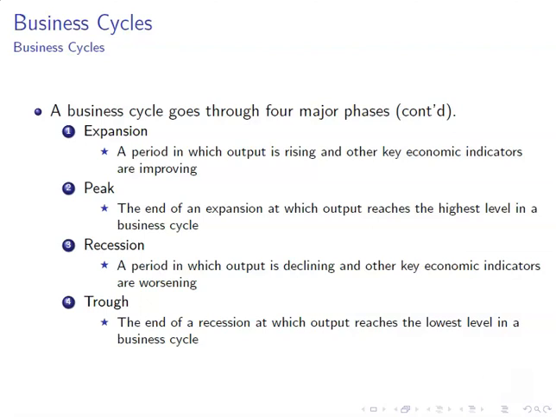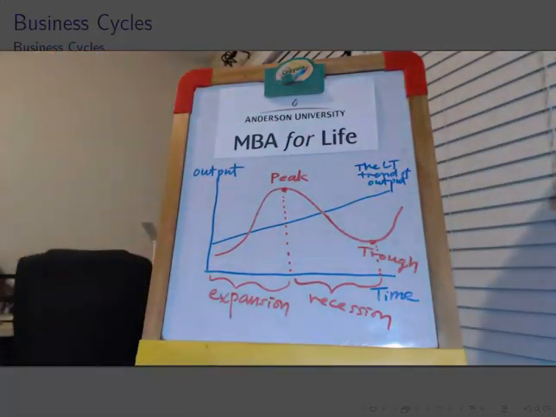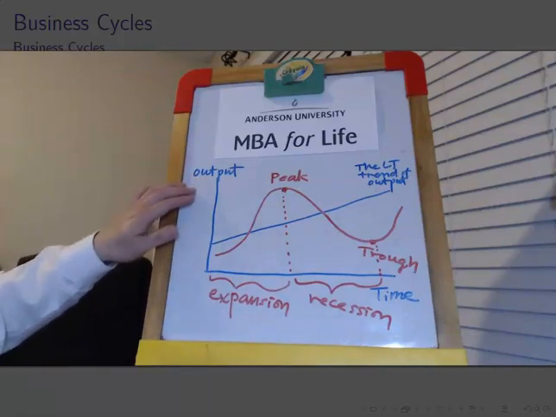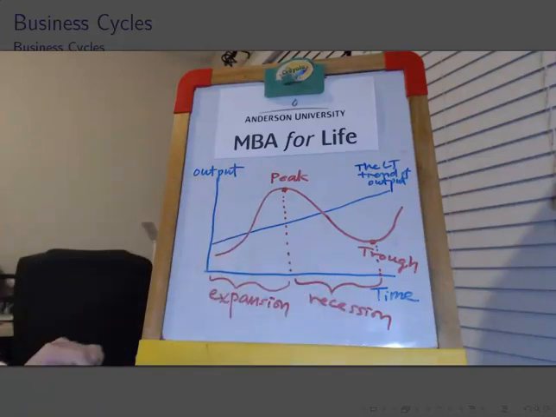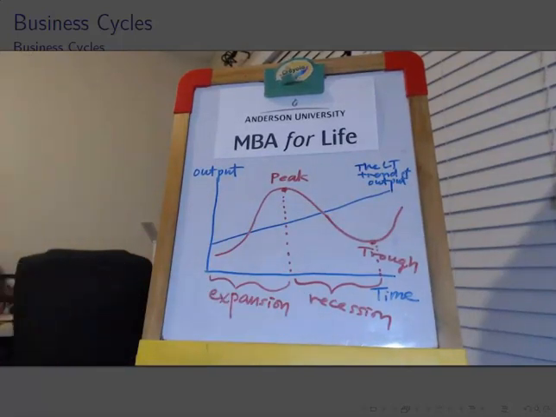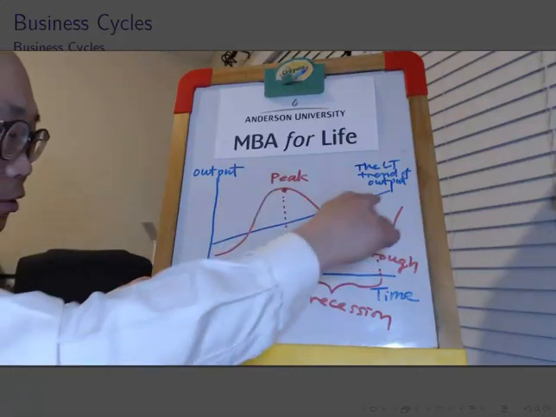Let's look at the mini whiteboard covered by this awesome looking AU MBA t-shirt and let me uncover it. Here we go. As you can see, this is a diagram of output and how output changes over time. This blue line represents the long-term trend of output, and in the short term, the output moves up and down like this, right?